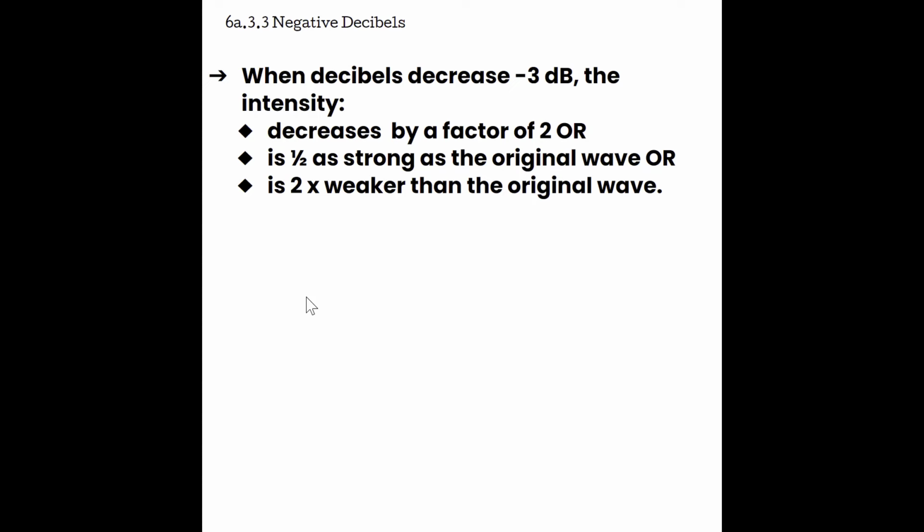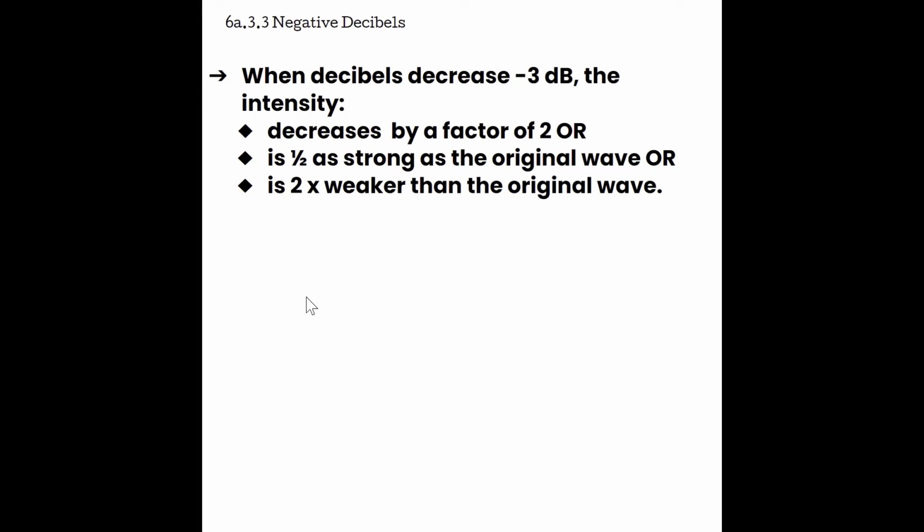Now, it might be helpful to know that dividing by 2 is the same thing as multiplying by half. Same thing, dividing by 10 is the same thing as multiplying by 1/10. Just remember, anytime you multiply a number by a value less than 1, it's going to make that number smaller. That's why we see a decrease in the intensity when we use negative decibels.